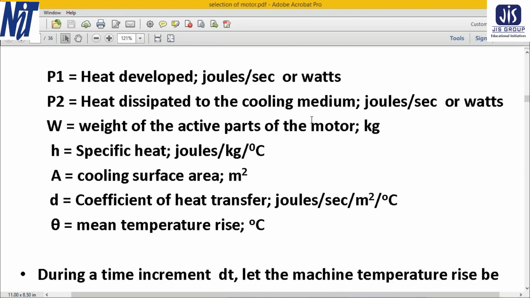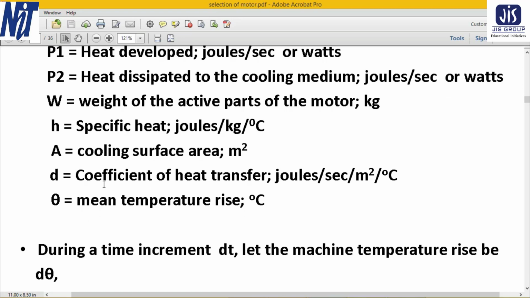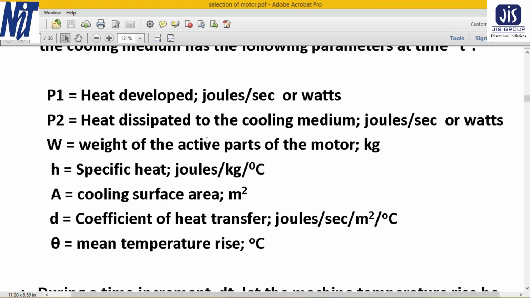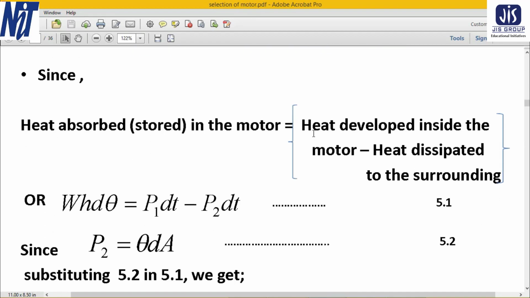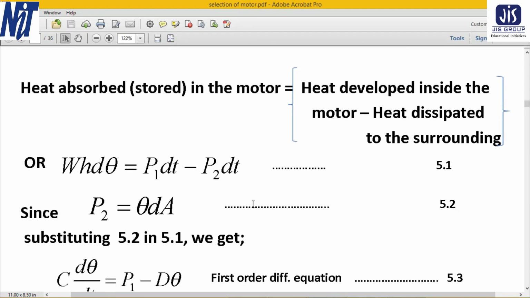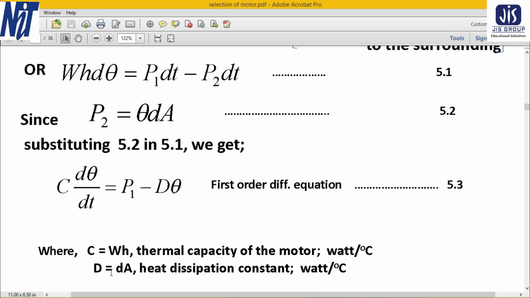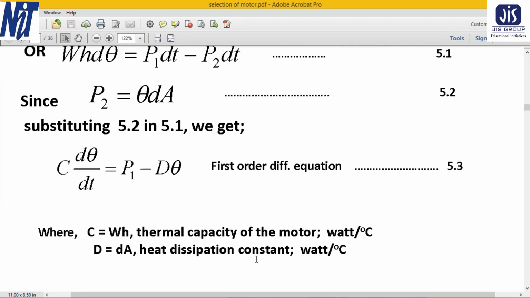P2 is heat dissipation into the cooling medium, joule per second, and D is the coefficient of heat transfer, joule per second per meter square per degree centigrade. Now what is my mean temperature rise? It is theta. If we multiply theta with D, it becomes joule per second per meter square, and if we multiply it with A, the cooling surface, it becomes joule per second, which is my heat dissipated to the cooling medium, and that's why we have taken P2 equals theta dA. And so this capital D is equal to D into A. This is the heat dissipation constant.